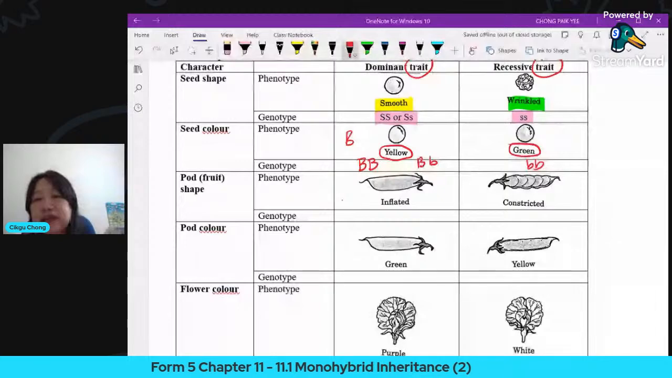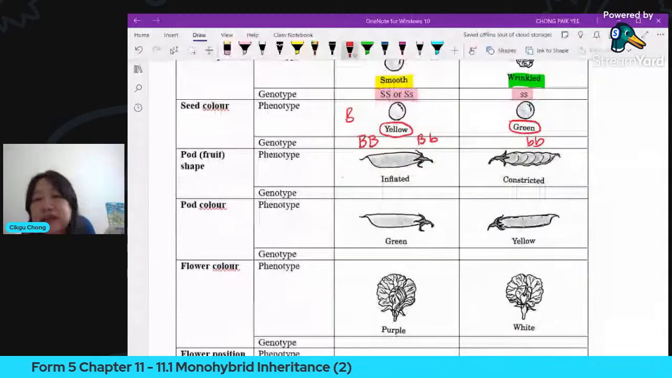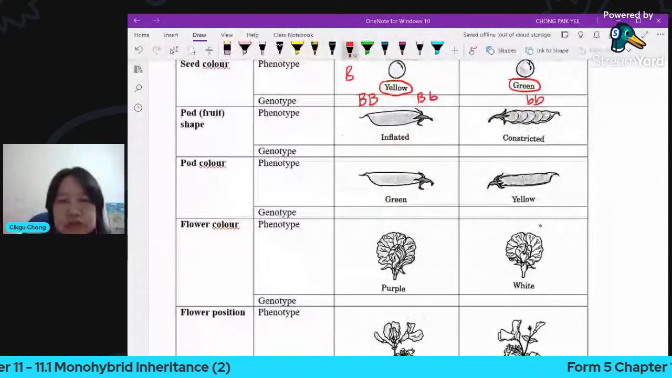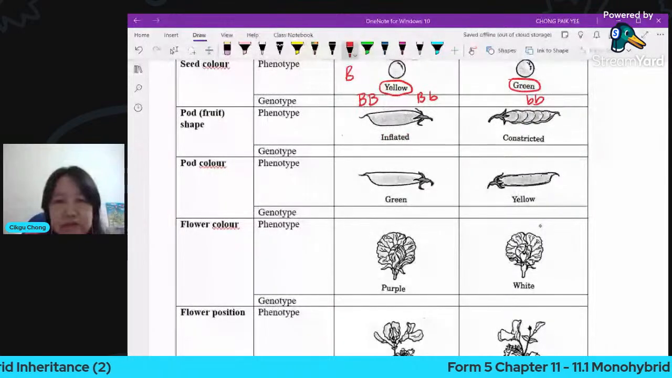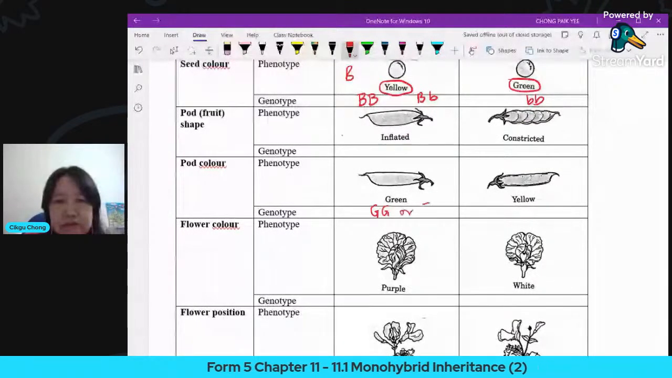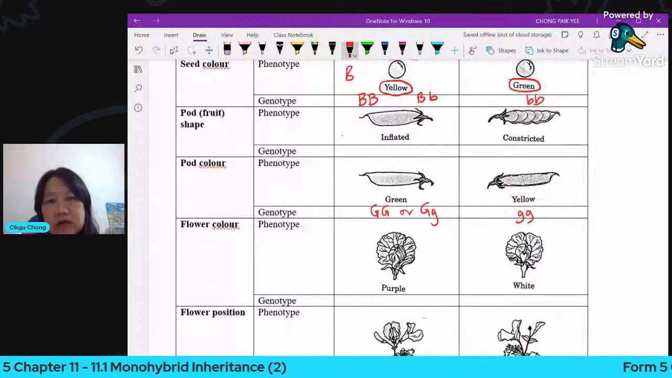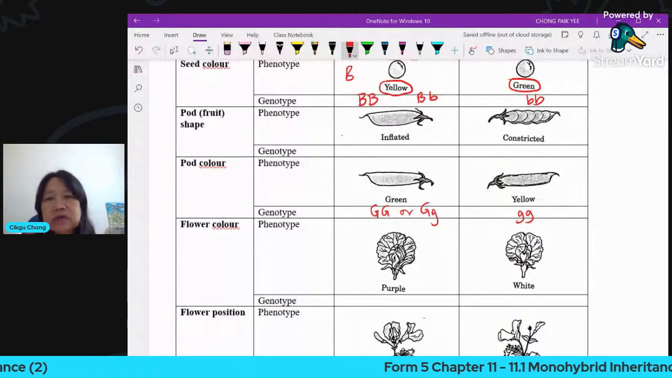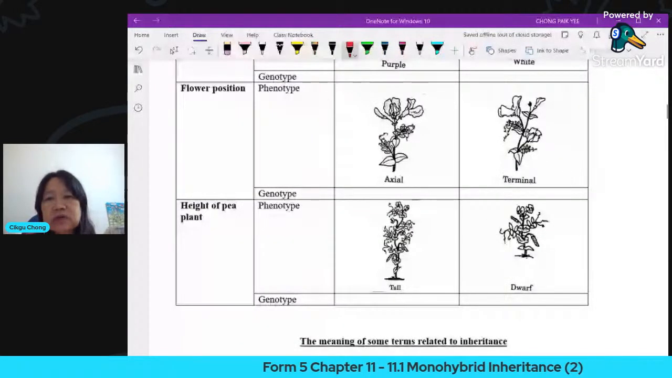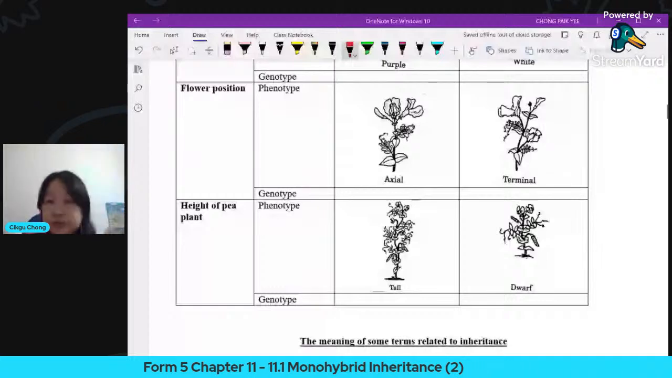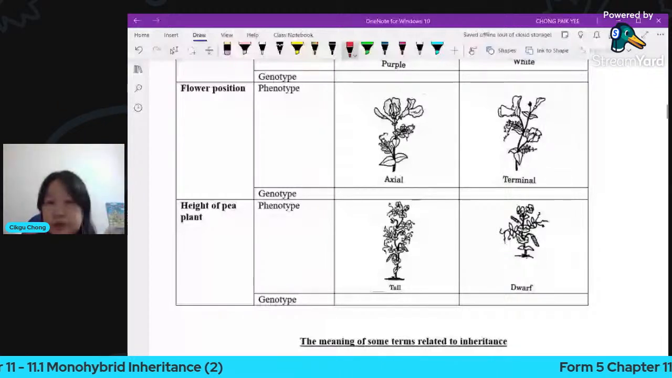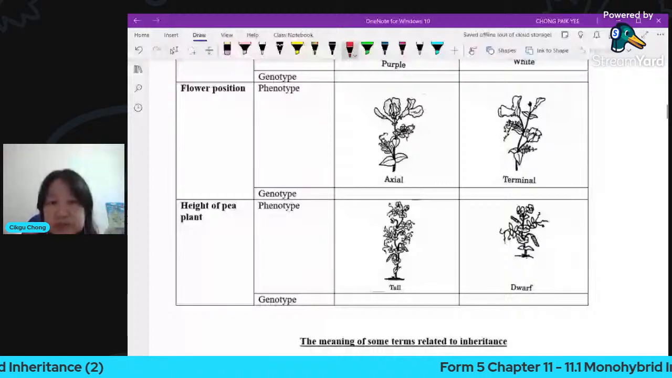Okay, so here it is all the same. So if you want to, you can just fill up here. All right. So for green, let's say you use capital G, or this one will also show green. For yellow pod color, let's say this one, double small letter g. Okay, let's go on to the next one. Now, these are what I showed you last lesson, the definitions of all the different terms. Okay, now let's look at monohybrid inheritance.